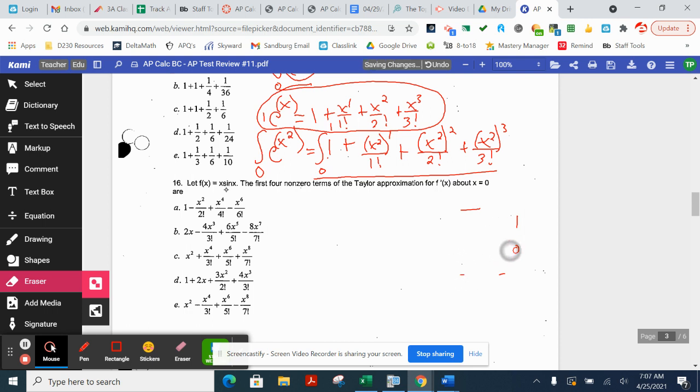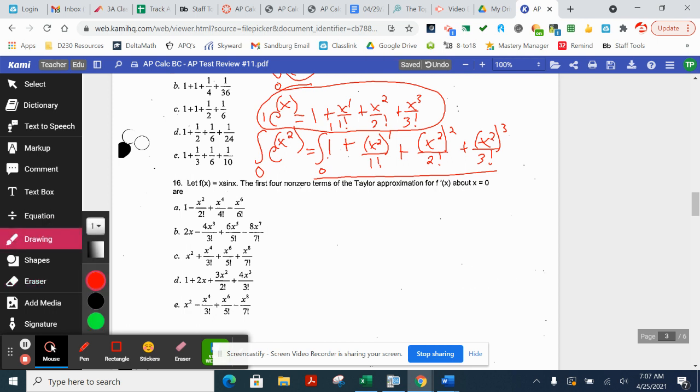So get rid of all of this. To me, this is, again, another hard one. If you wanted to pause me and see if you can get through a hard one, this absolutely is a hard one. So f of x equals x times sine of x. And I want you to list the first 4 non-zero terms for the Taylor approximation for f prime about x equals 0.